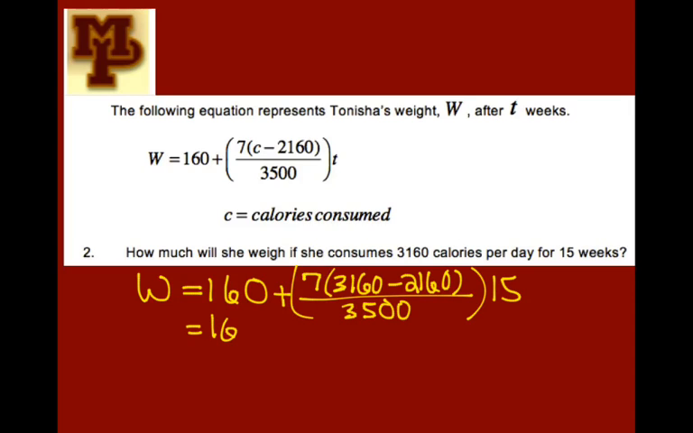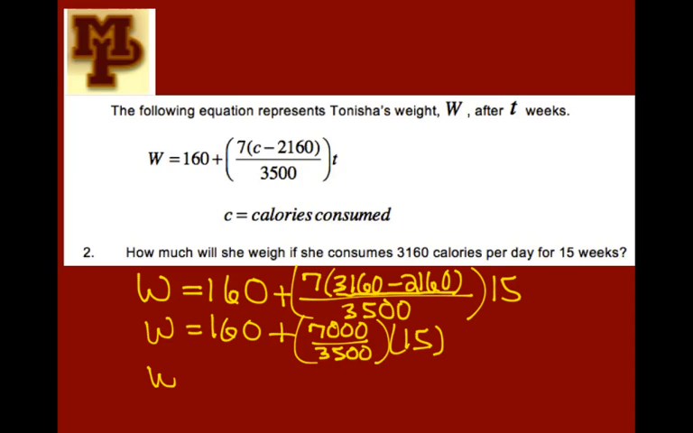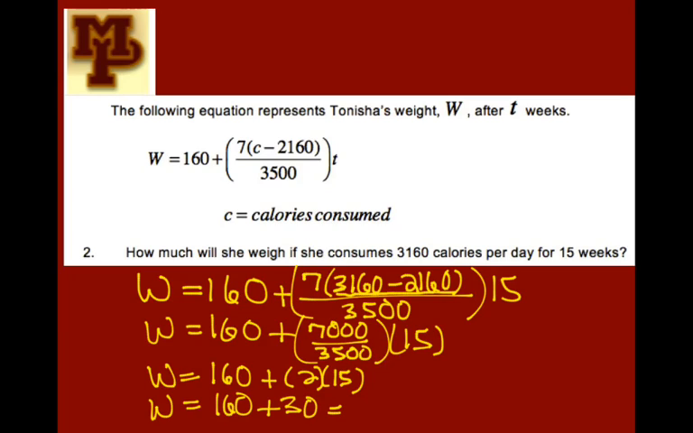So that's going to be 160 plus. Now what happens here is that's 1,000, so 7 times 1,000, that's 7,000. 7,000 divided by 3,500 times 15 still. So we're going to end up with W equals 160 plus 7,000 divided by 3,500, and then times 15. So W equals 160 plus 30, so that's 190 pounds.